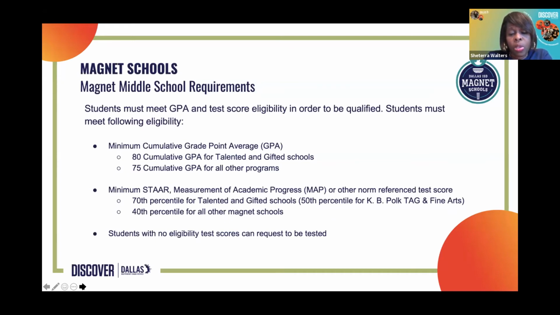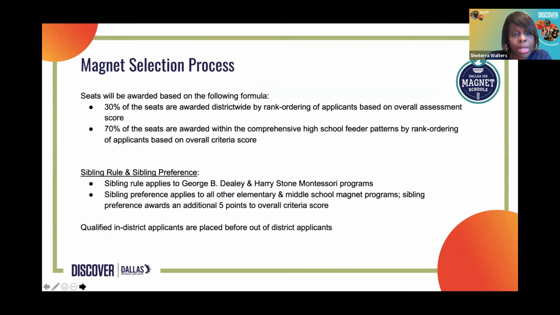The minimum test score requirement to meet eligibility is 70% for talented and gifted schools, with the exception of KB Polk, which is the 50th percent. All other programs have to meet the 40th percent. Next slide, please. Students that do not have test scores within the district can be tested at their home campus. And if they're an out-of-district student, they can also be tested at the out-of-district testing, which will be scheduled by the school that they're applying to.